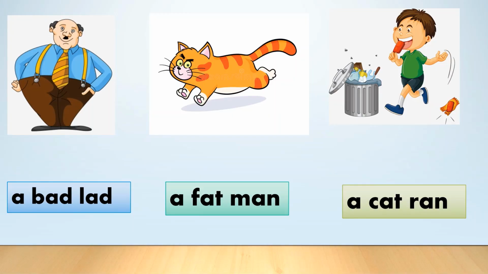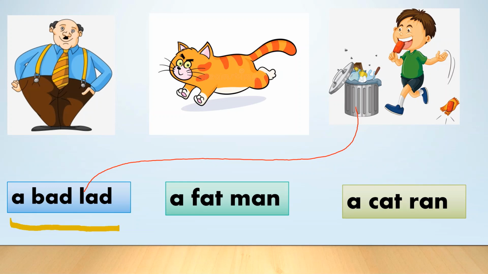Now let's practice with some more examples. Look at the pictures given above. Read the phrases given below. Find the correct match to each other. So let's start. Let's begin the task. The first phrase is a bad lad. Now look at the pictures and find the correct match to this phrase. Yes, the last picture. A lad is doing something really bad. He's littering around. That's not good. It's a match.